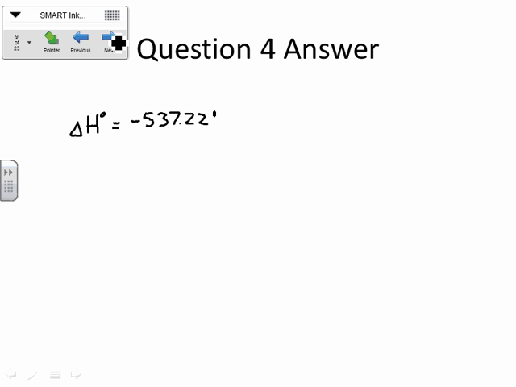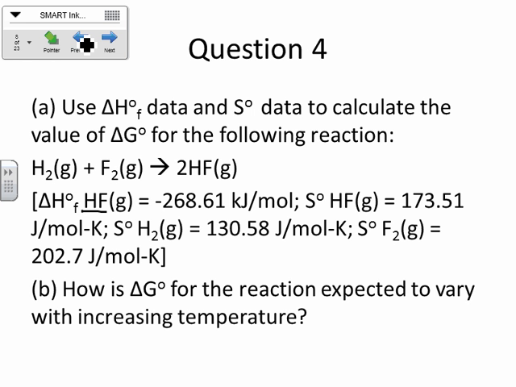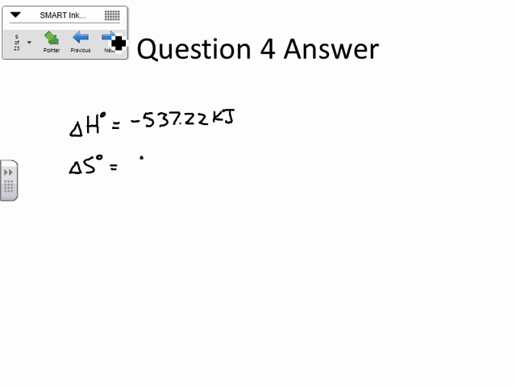And stop me if I have miscalculated, because that's possible. And then our delta S for this one, after you take products minus reactants here, and you have to multiply the HF by 2 because of the coefficient 2, I was getting 9.24 joules per Kelvin. Does that sound like what you guys were getting on that one? No. Okay, let me double check there.